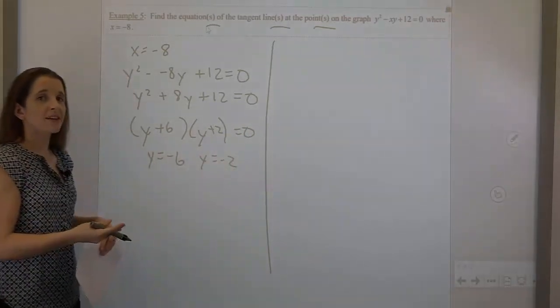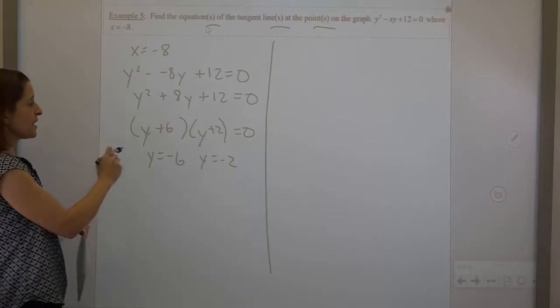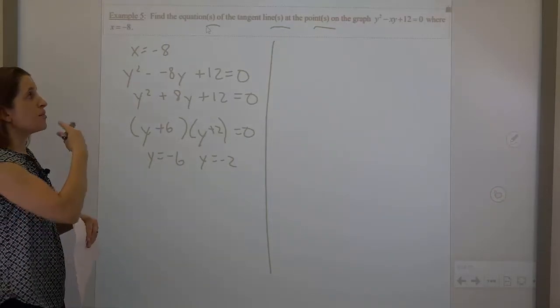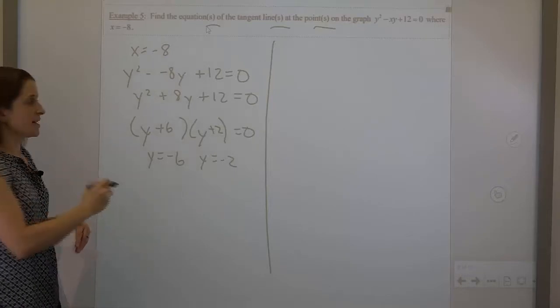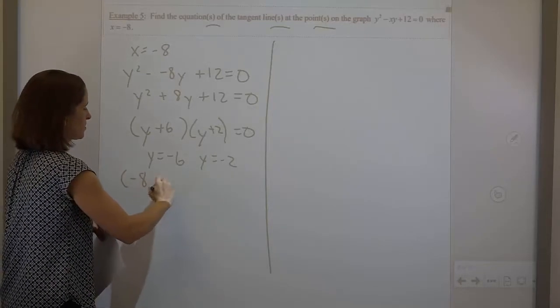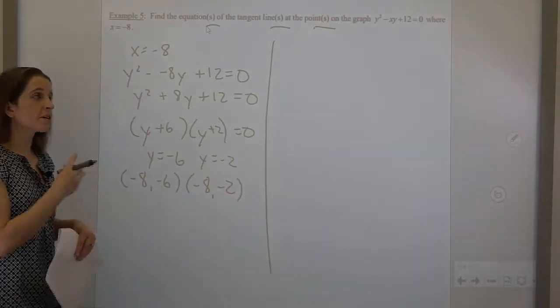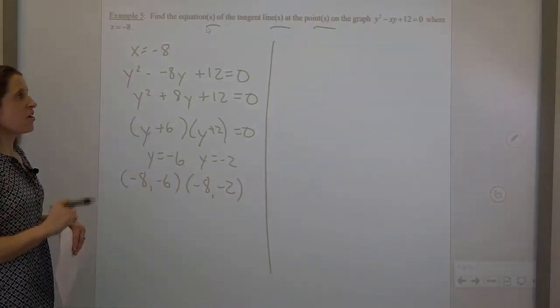And then I would set each factor equal to 0 and solve, and I would get -6 and -2. What that means is that there are 2 points where our x's are -8. And these are our 2 points. So we're going to revisit that when we get there on our next page.